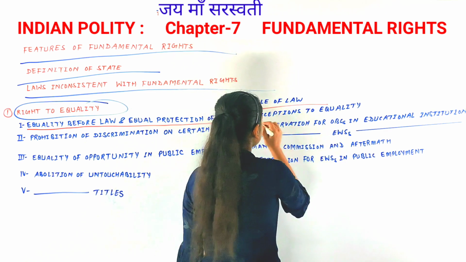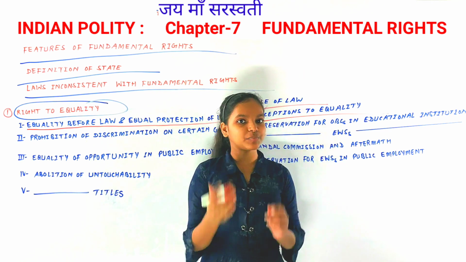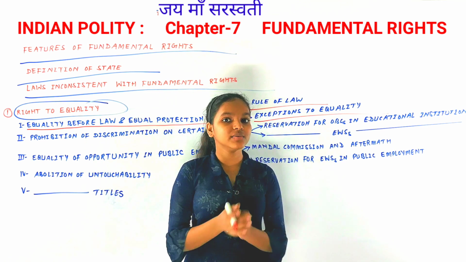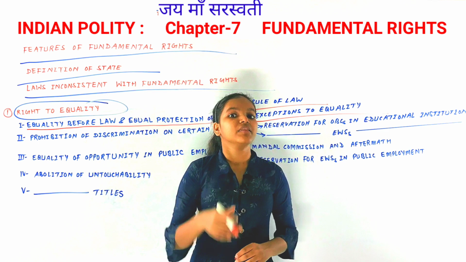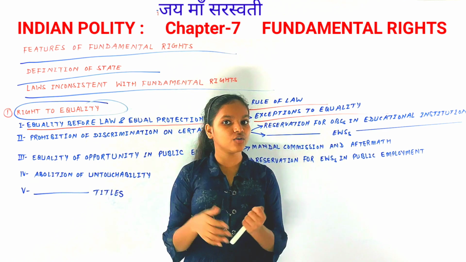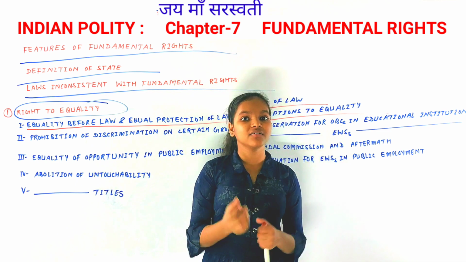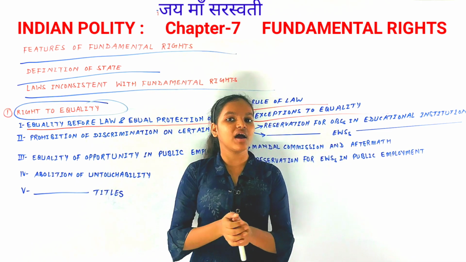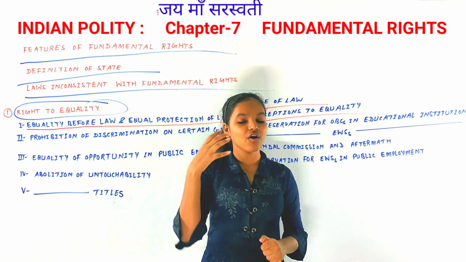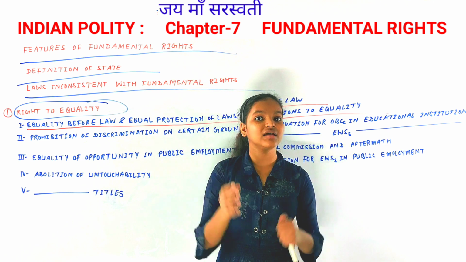Next is exceptions to equality. There are some exceptions to equality that are given to some individuals. For example, the President of India shall not be answerable to any questions for work done in his office. Second, the immunities given to them are that the President of India and the Governors of states shall not be liable to any proceedings. There should not be any proceedings against them during their term of office.